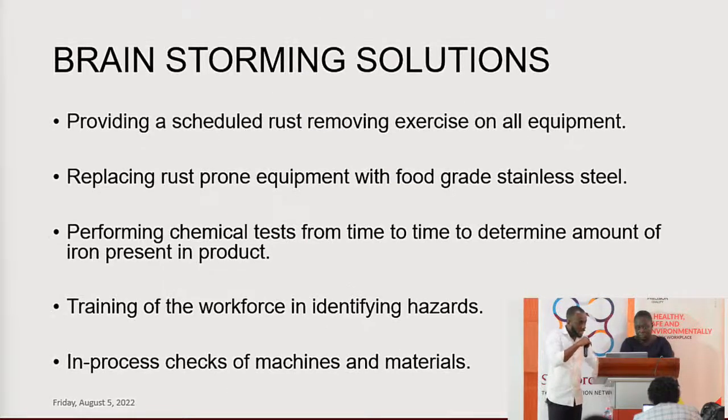After coming up with the solution, you brainstorm the solutions and list them down. Some of the examples we have here are providing a scheduled rust removing exercise on all equipment, also replacing rust-prone equipment with food-grade stainless steel, and performing chemical tests from time to time to determine the amount of iron present in a product, which is more of sampling, quality checks, and all that. Also training the workforce to be able to identify hazards within their working areas. Also, we have in-process checks of machines and materials, which is also related to quality control.